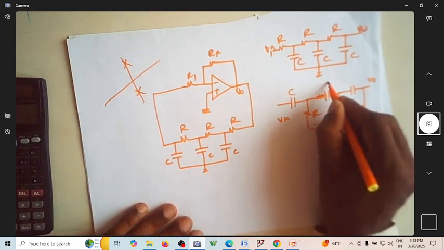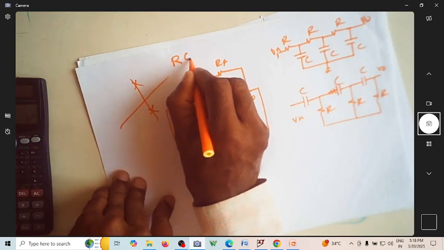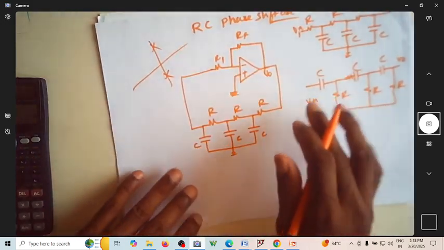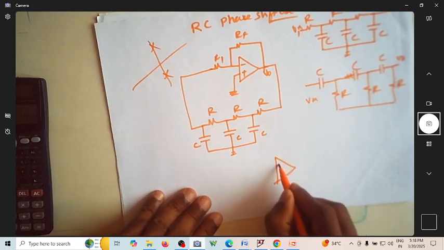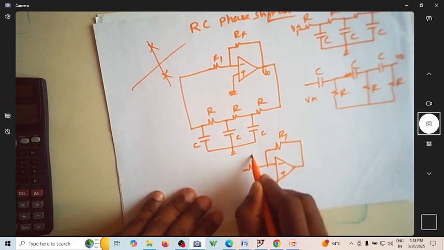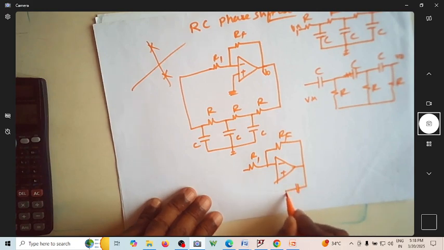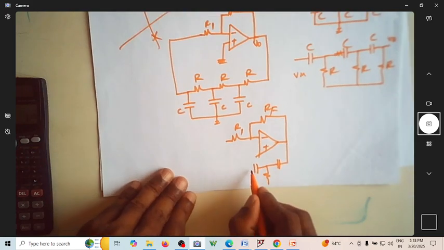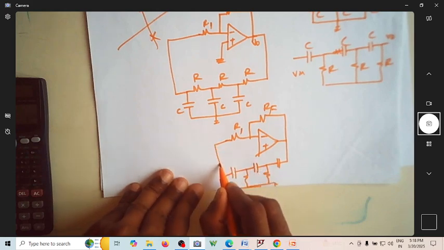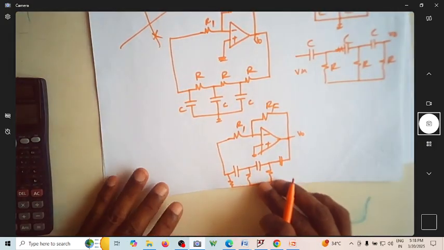So how do we use this circuit as a part of an RC phase shift oscillator? How do I realize this circuit? This circuit is realized using this. This is again RF, and this is R1. Now the feedback network has got a capacitor, a resistor, a capacitor, a resistor, a capacitor, a resistor. All these are grounded, and this output will go here. So both of them are RC phase shift oscillators.